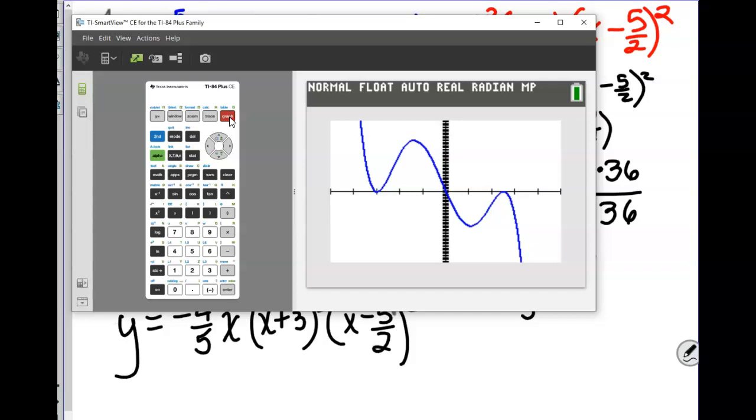Wow, we're looking pretty good, yes? If I type trace negative 3, it's a 0. If I type positive 2.5, it's a 0. What was the weird point? 1? Look, 1, negative 28.8, perfectly.